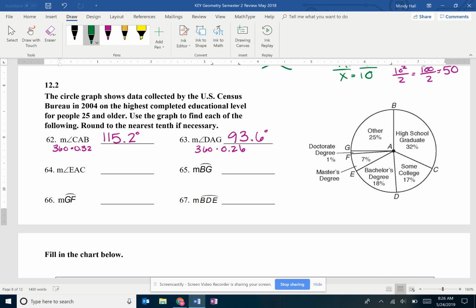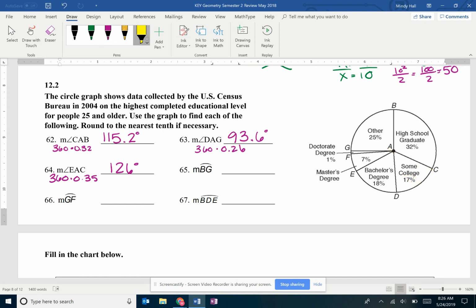So then, measure of EAC, we go from E to A to C. So E, oops, I wanted the highlighter for that one. E to A to C, that is 18% and 17%. So 18 plus 17 is 35. So as a decimal, that'd be 0.35. So 360 times 0.35. Oops, 0.35, can't type on my calculator, is 126 degrees. Okay.